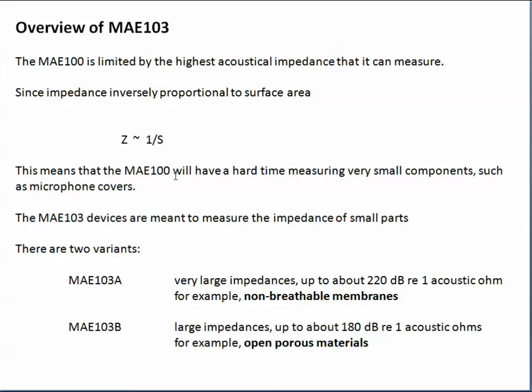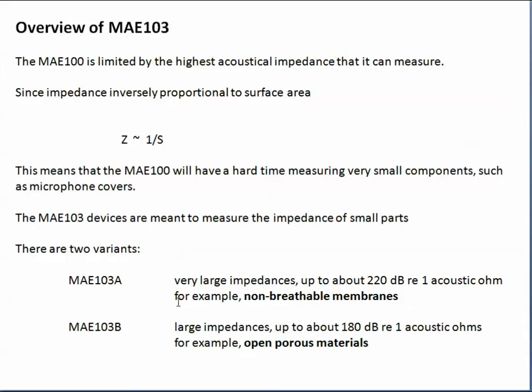The MAE100 device measures the impedance of materials or devices from about a diameter of 10 millimeters to 25 millimeters. But due to its size, it's going to be challenged to measure very small devices.